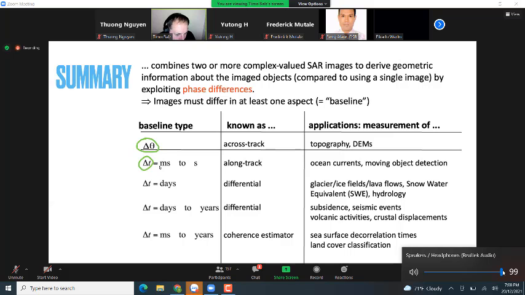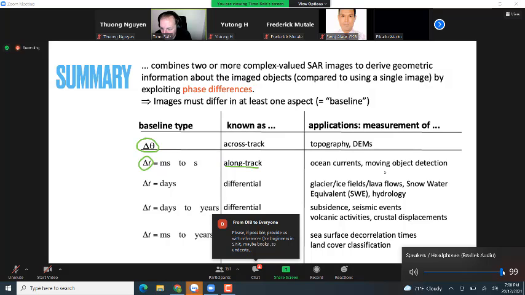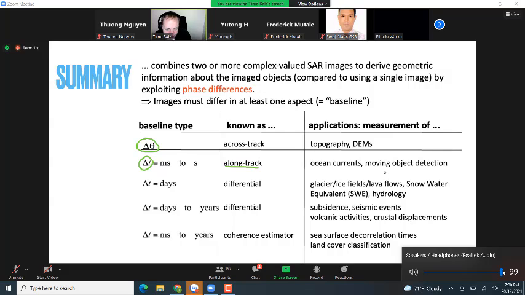Now, if you have a very short time difference, some milliseconds to seconds, that's what we call along-track interferometry. And what we do is ocean currents or moving object detection, fast moving object detection. If we have a time difference from days or hours, it's then called differential interferometry. It would be glacier ice fields, lava flows, hydrology. There most of them you would rather like hours than days, because they are moving relatively fast.